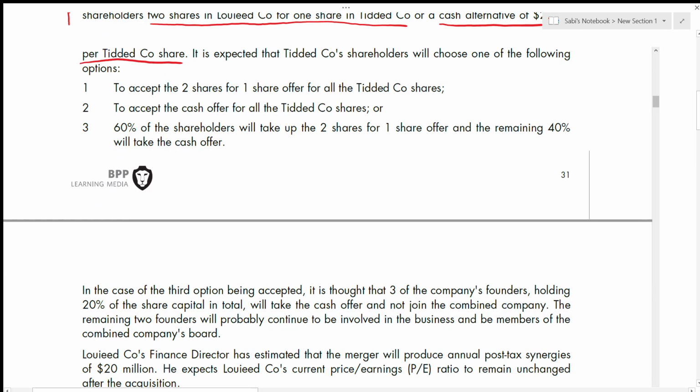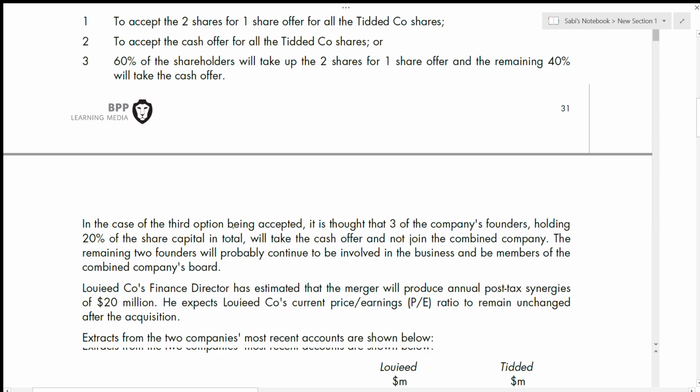Now, in the case of the third option being accepted, it is thought that 3 of the company's founders holding 20% of the share capital in total will take the cash offer and not join the combined company. We have even told also in the disadvantages, right? 3 of them are leaving. And the remaining 2 founders will probably continue to be involved in the business and be members of the combined company's board.